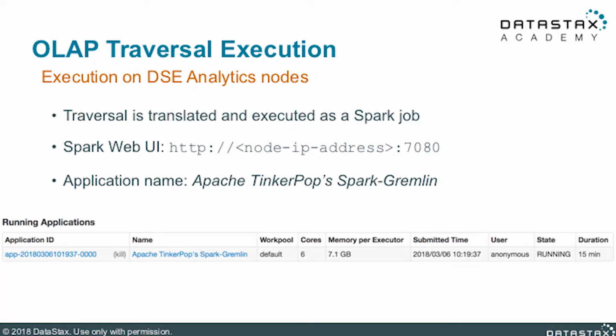Gremlin OLAP traversals are translated into Spark jobs that are executed on DSC analytics nodes. Therefore, you can monitor their execution using DSC analytics tools, such as Spark Web UI. You simply need to point your web browser to a node in your cluster by supplying its public IP address and port 7080. Among running applications, you should be able to see Apache TinkerPop's Spark Gremlin application that executes Gremlin OLAP traversals. You can always click on the application ID to drill down to specific Spark jobs and execution stages to see more details. Let's look at a couple of examples.